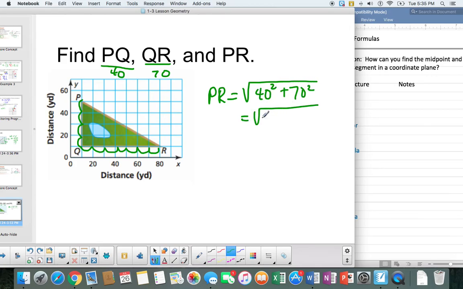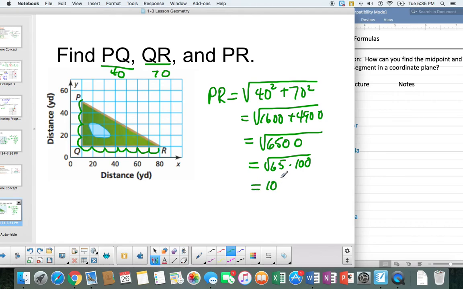So we can actually just use the distance formula. PR is equal to root, and then we're just going to do 40 squared plus 70 squared. And this will be 1600 plus 4900, and this will be the square root of 6500. And 6500 is 65 times 100. Square root of 100 is 10, so it's 10 root 65. That's the way to do it with the Pythagorean theorem.